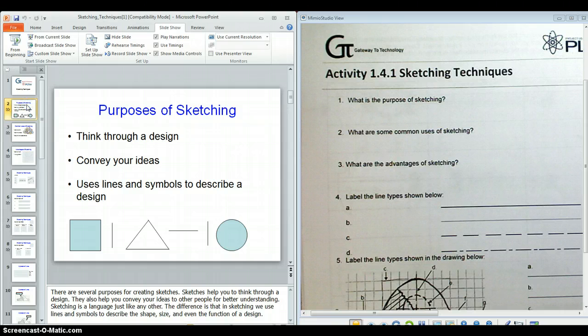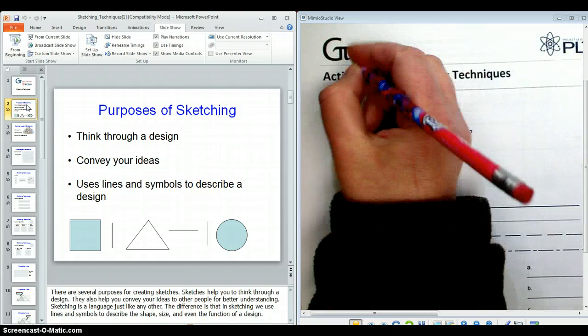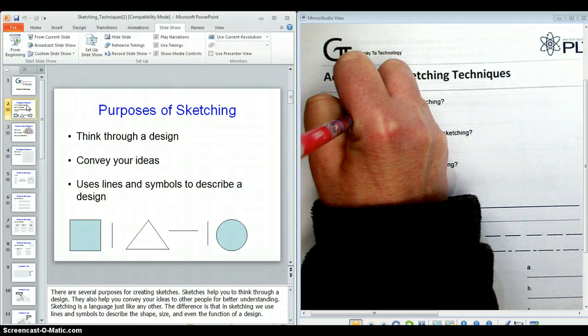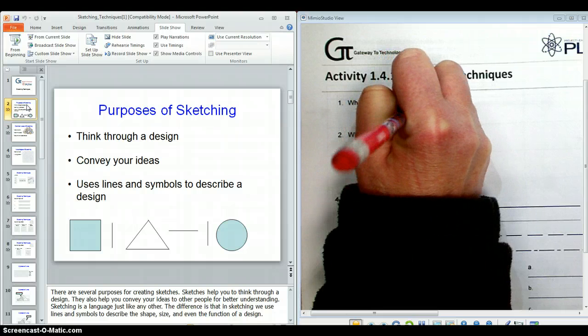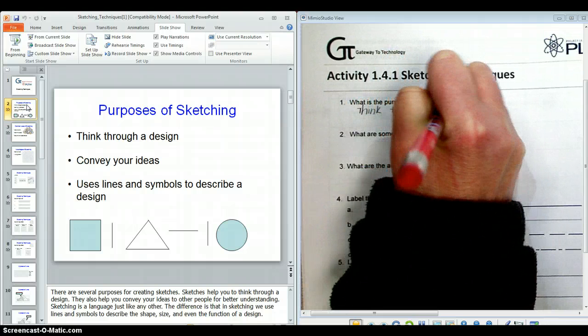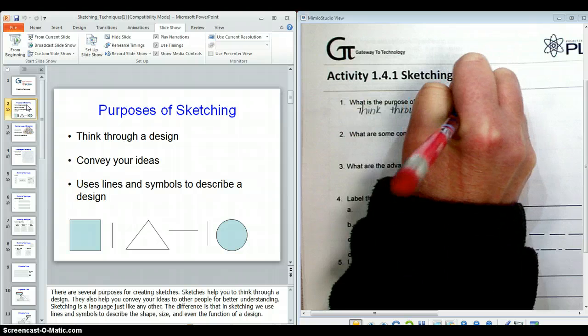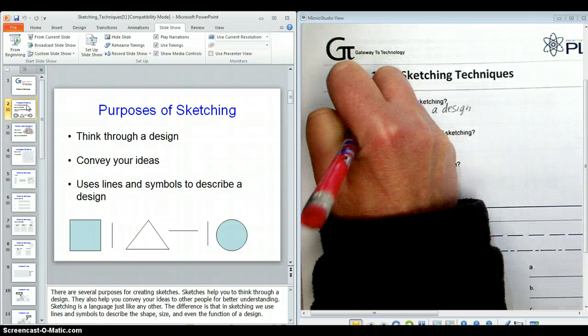But purposes for sketching, especially from the engineering viewpoint: you would think through a design, it conveys your ideas, and it basically just uses lines and symbols to describe a design. So that is your answer to number 1. What is the purpose of sketching? Think through a design. And convey ideas.